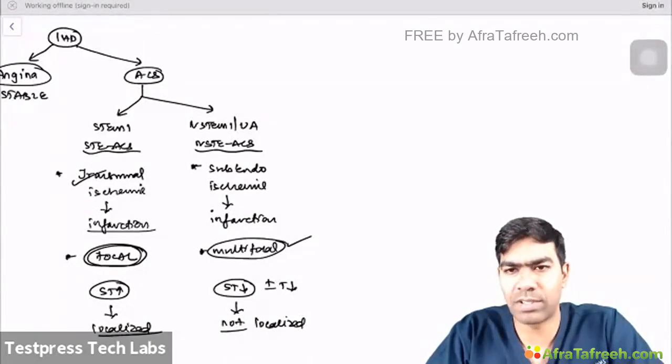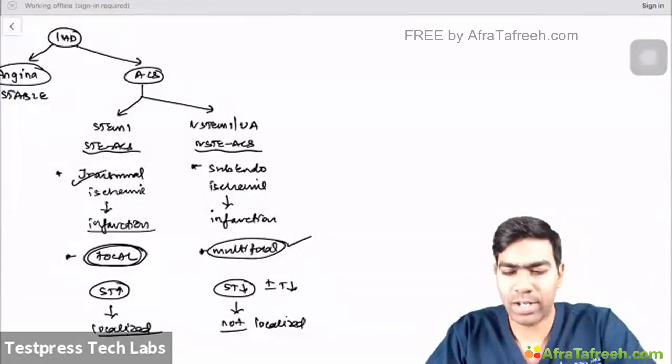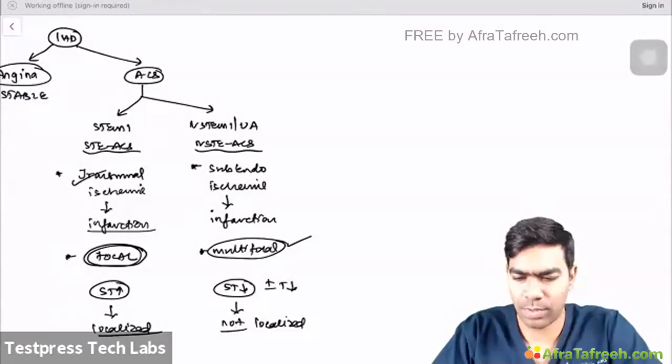That's almost very simple stuff, but that's really not needed for exams because nobody is going to ask that. But maybe I'll try to explain in two to three minutes if possible.